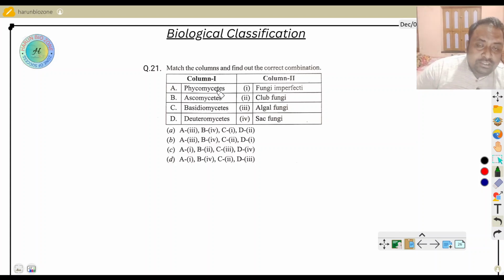Phycomycetes: phyco means algae, and mycetes belongs to the fungus. So phycomycetes means algal fungus. Ascomycetes means sac fungus, like penicillium. Basidiomycetes is called club fungus. Basidiomycetes means agaricus, that is mushroom. Sac fungus means penicillium.